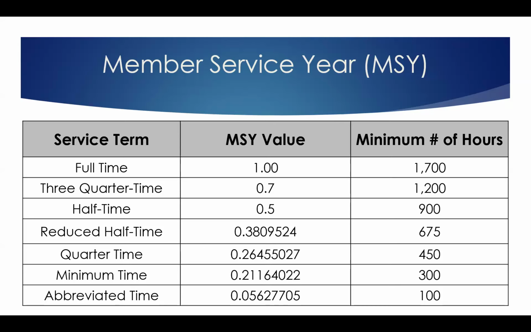Quarter time, again, you would assume would be 0.25, but it's 0.2645503, a mouthful there, for 450 hours. You have minimum time designated there for 300 hours, and our newest service term, abbreviated time, at 100 hours. This comes in really important when you're calculating the amount of federal dollars that you can ask for in your grant. And Serve Washington expects applicants to apply for between 10 to 30 MSYs. You can submit a waiver to go below the 10 or above the 30.